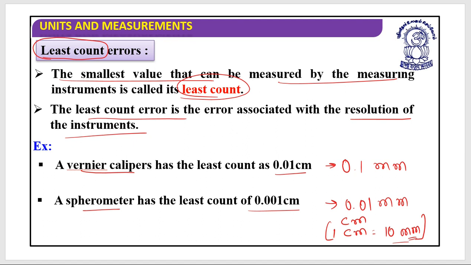So, what we have discussed up till now, we have discussed the three categories of errors. One is the systematic errors, that can be reduced, even that can be removed.